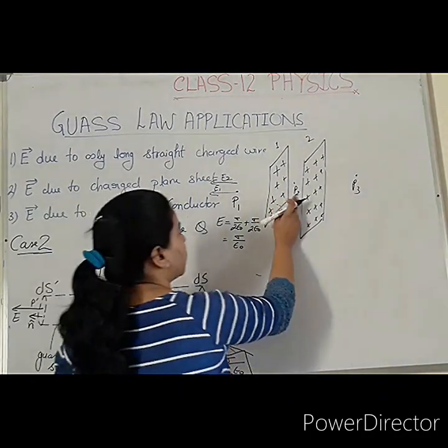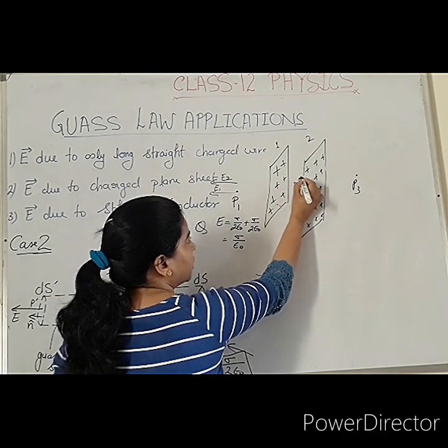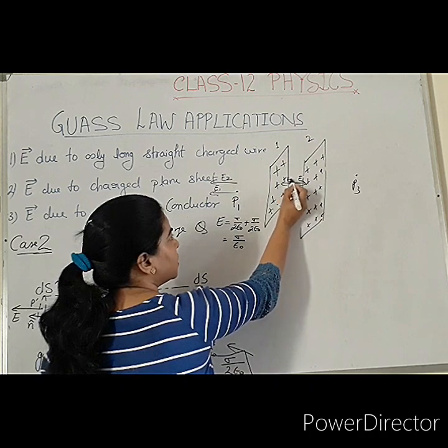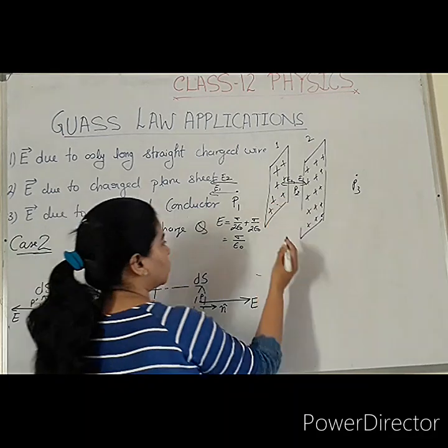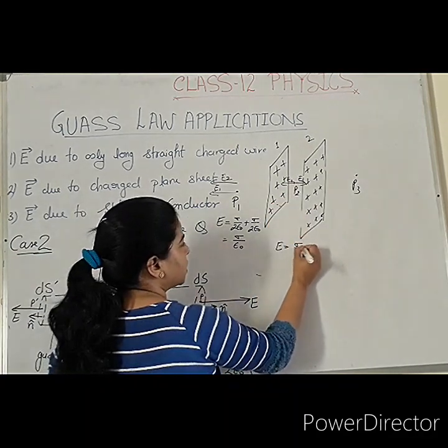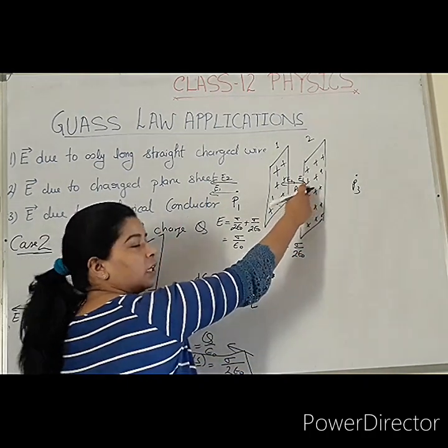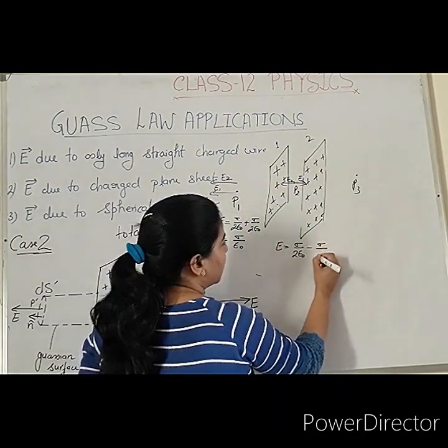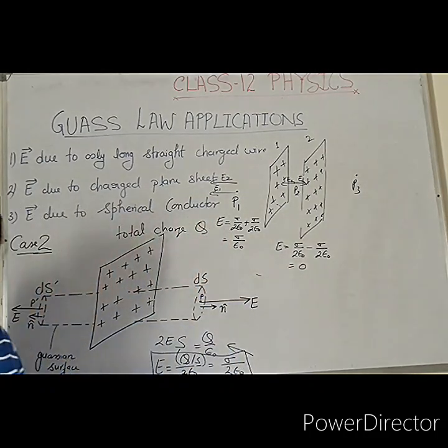Now at the point P2, the electric field due to this positive charge is E1, and due to this positive charge, the electric field is E2. The fields are equal and opposite at the middle point P2. So the net electric field at the P2 point can be represented as sigma over 2 epsilon naught. If we take this direction as positive, because it is in the positive x direction, the other will come in the negative x direction, and the E value will come as 0.